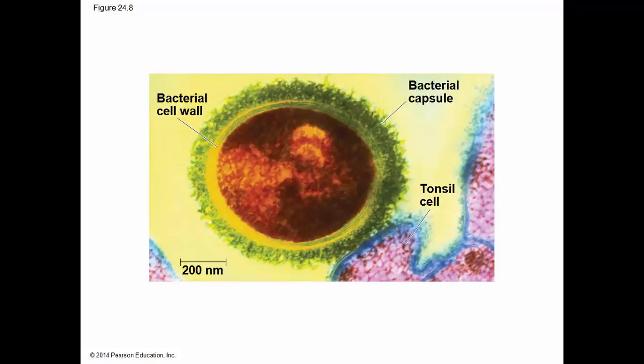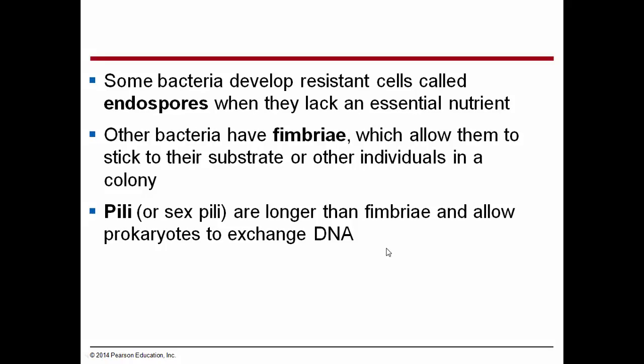Okay, here's the bacterial capsule surrounding a spherical bacteria. This could be a streptococcus on the tonsil wall, on the wall of the human throat here. Here's a cell. Some bacteria develop resistant cells called endospores when they lack essential nutrients.